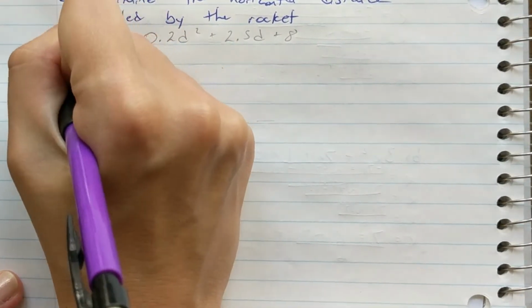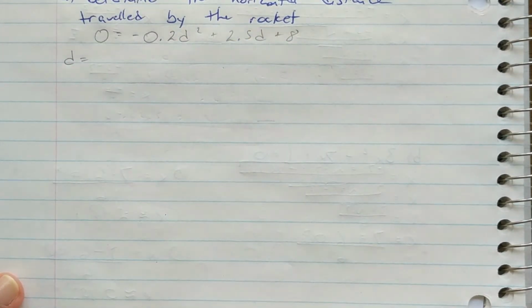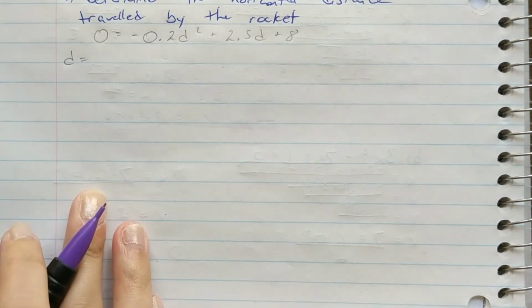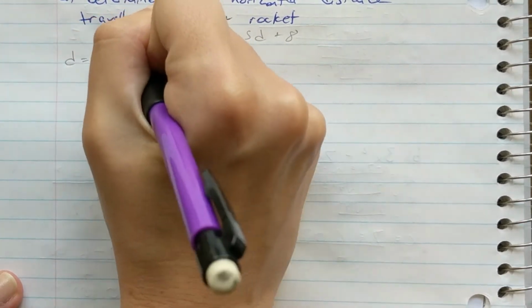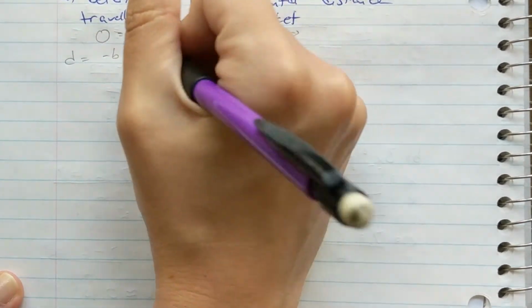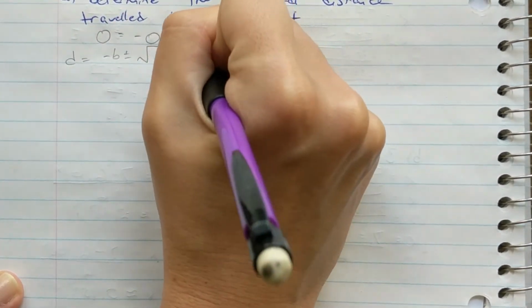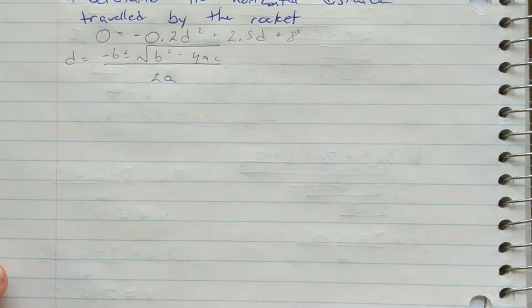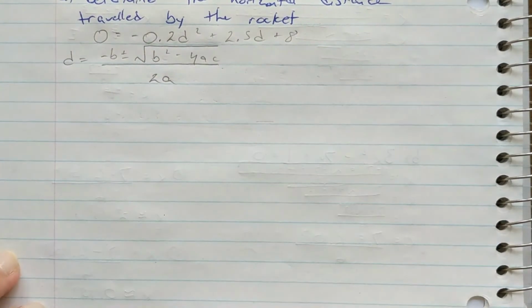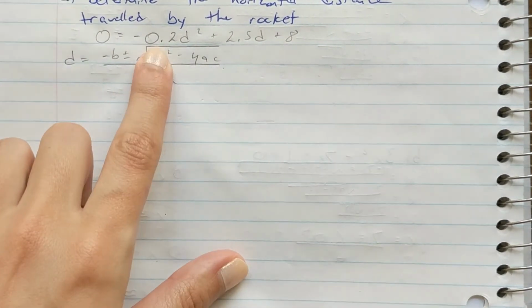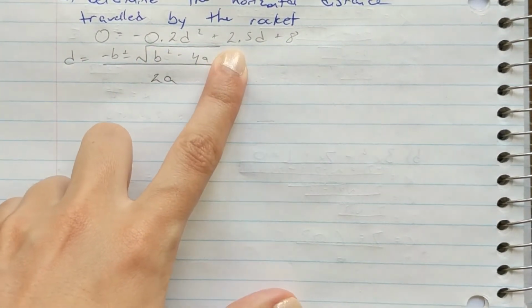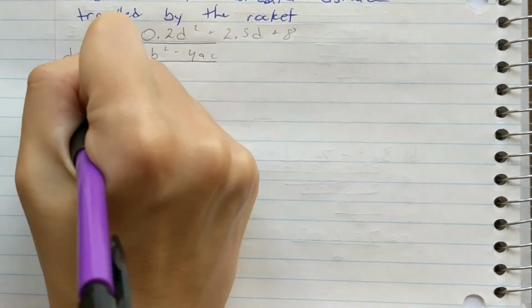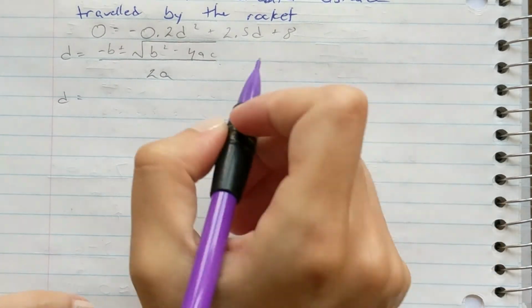Because we're dealing with d in this case and not x, it's going to be d. And personally, I find it very useful to write out the quadratic formula before I get started. So it's negative b plus or minus the square root of b squared minus 4ac, all over 2a. I can match up my a, b, and c. a is negative 0.2, b is 2.5, and c is 8. So let's go ahead and start filling in that information.